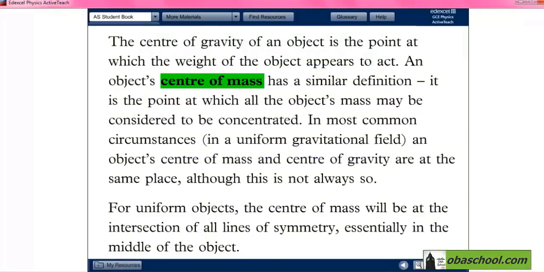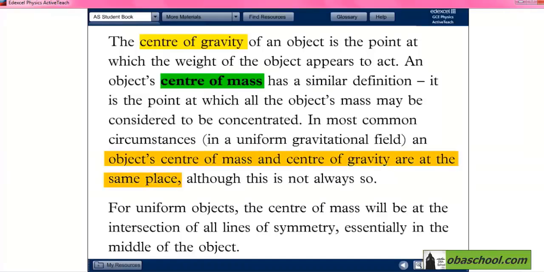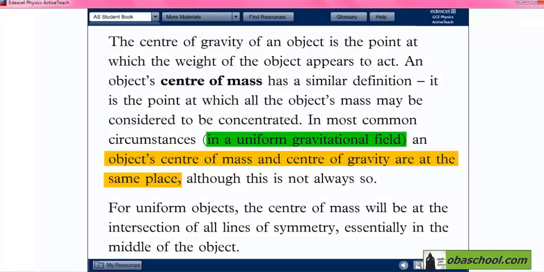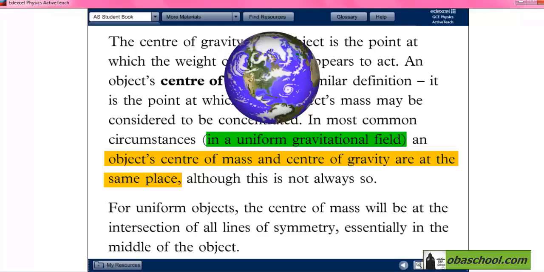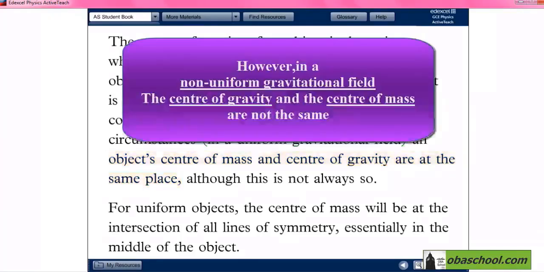Students tend to always mix up center of mass and center of gravity. Most of the time, they consider the object's center of mass and center of gravity to be at the same place, although this is not always so. It happens in a uniform gravitational field. For example, like the Earth, the bodies on it are being pulled in the same direction by the gravitational force. However, in a non-uniform gravitational field, the center of gravity and the center of mass are not the same.